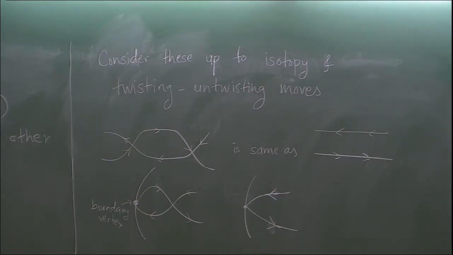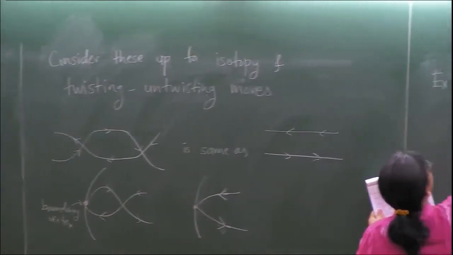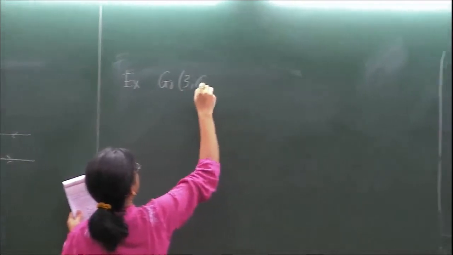Okay, so I will give you an example now. So this is not the quiver, right? This is just the Postnikov diagram. This is just the strand diagram. And here is an example for k equal to 3, n equal to 6.